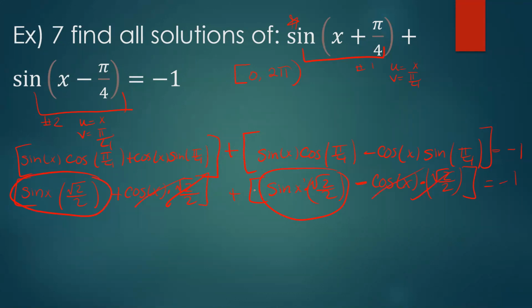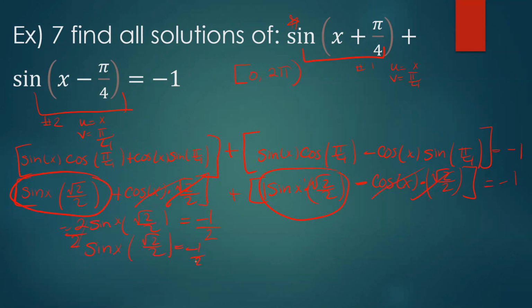They're pretty much the same thing. So this is like a 1, and this is another 1. So that's like 2. So it's just like 2 sine of x times radical 2 over 2 equals -1. What do I want to do? I want to get rid of 2, so I'm going to divide both sides by 2. This cancels, so you're left with sine of x times radical 2 over 2 equals -1.